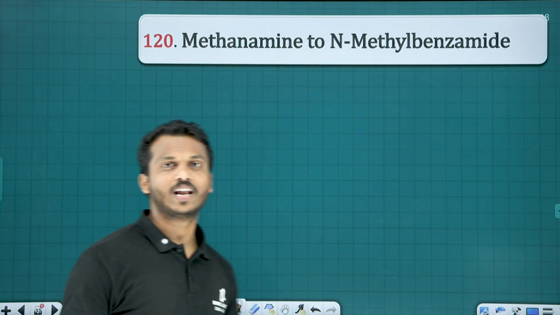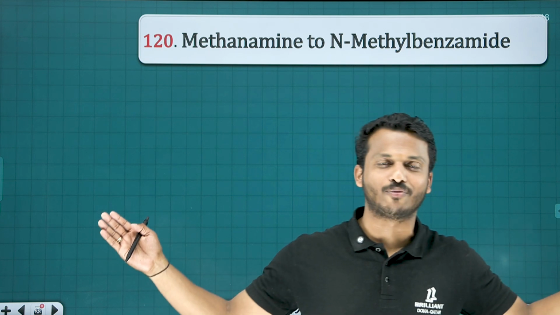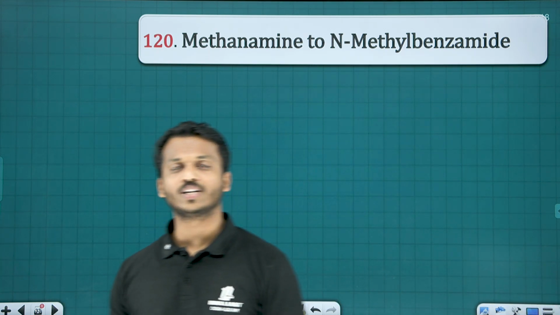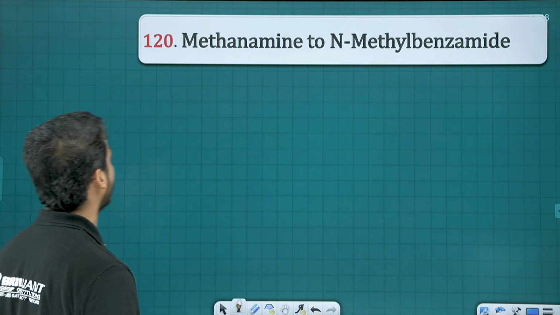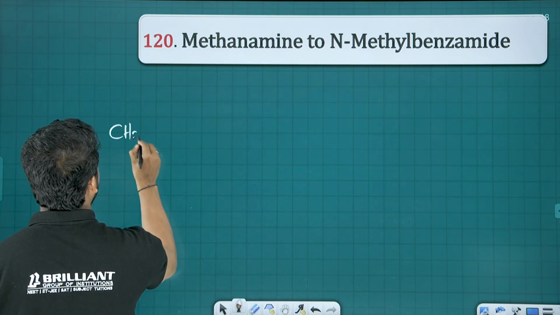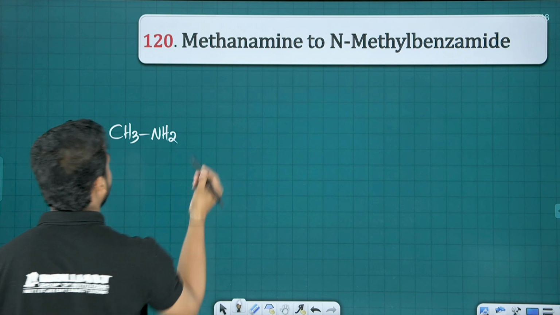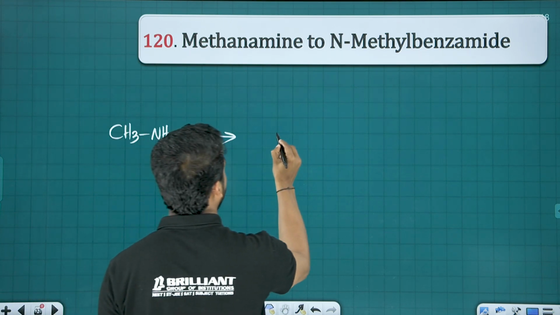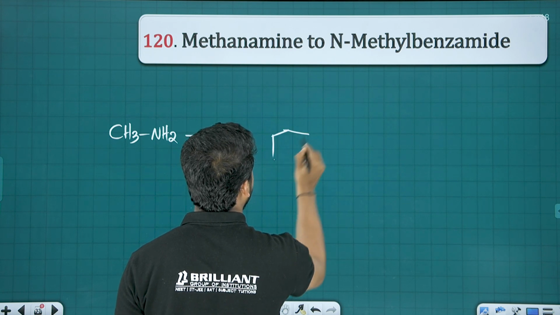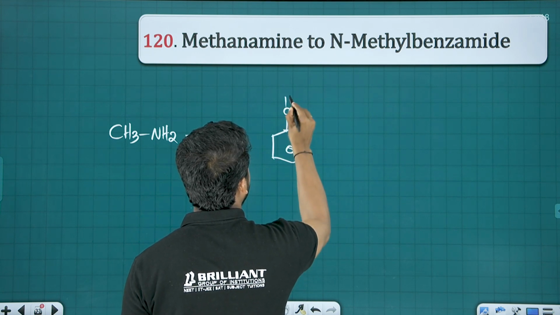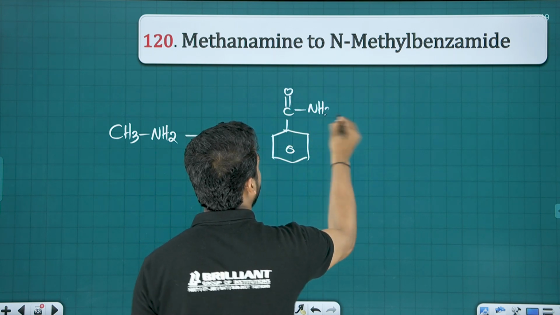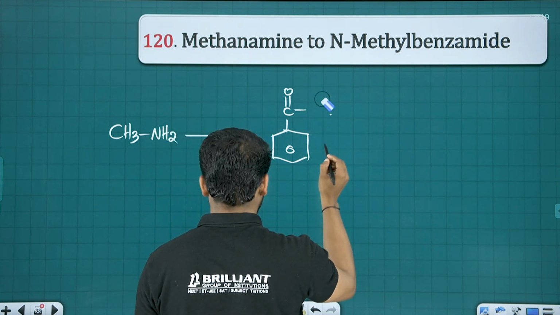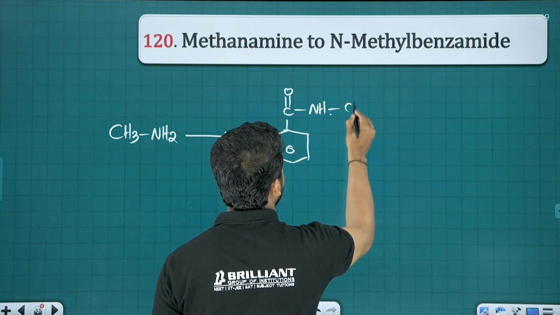Now we have the last question in our series 4 video session. The series is going to end now. The 120th question we are going to discuss here. How will you convert methanamine to N-methylbenzamide? What is that? What is benzamide? Benzene with CONH2 is called benzamide, where on the nitrogen there is a methyl group. So we can write it like NH then CH3.